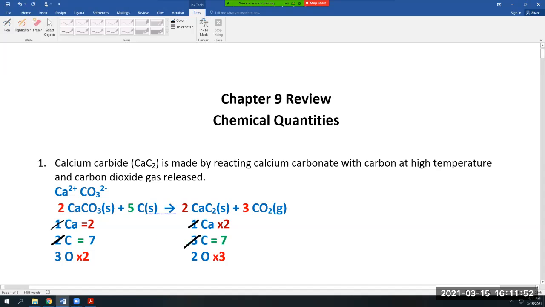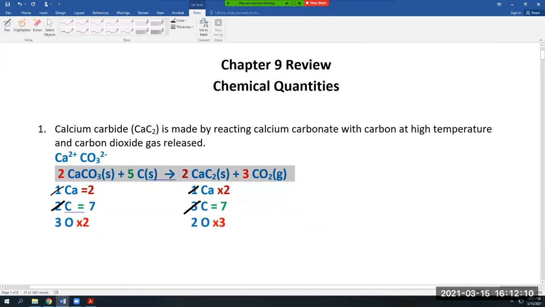So let's make sure. So 2 carbon plus 5 is 7. And then here, 2 times 2 is 4, plus 3 is 7. So this is the actual balanced equation for this reaction. So let's move now to the actual questions, because that was not even asked for, but you know that you need the chemical equation when you do stoichiometry.